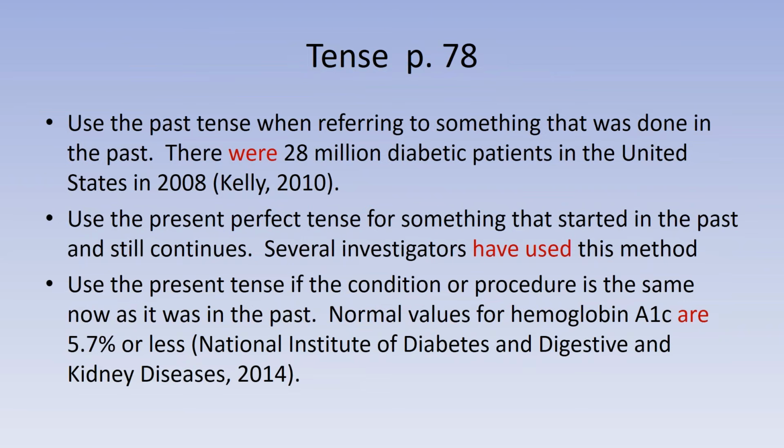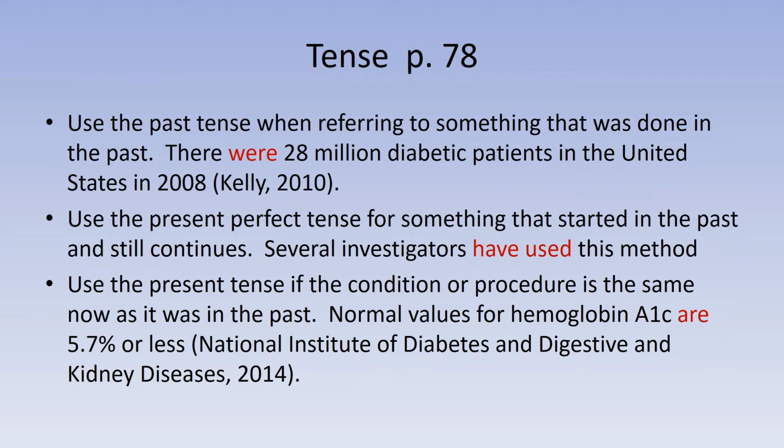Okay, when you're using tense for the verbs, we use the past tense when we refer to something that's over and done in the past. So most of these studies that you're going to be referring to, the conclusions, the studies are over and done, so we're going to use the past tense. So my example here is there were 28 million diabetic patients in the United States in 2008.